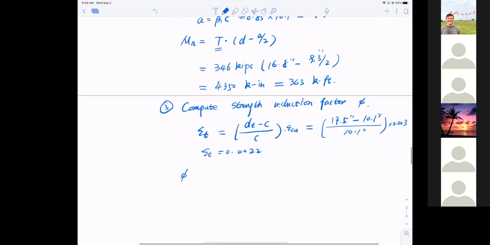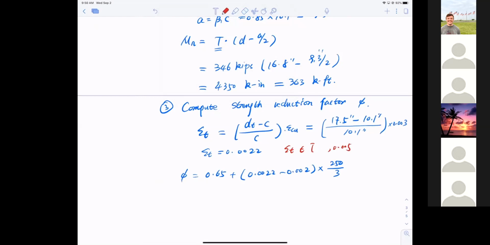So phi will equal 0.65 plus 0.0022 minus 0.002 multiplied by 250/3. And why do we use this equation? Because epsilon t is between 0.002 and 0.005, so it's in the transition zone. Okay. Transition. So we use this equation, and then we get this number to be 0.67, 67%.